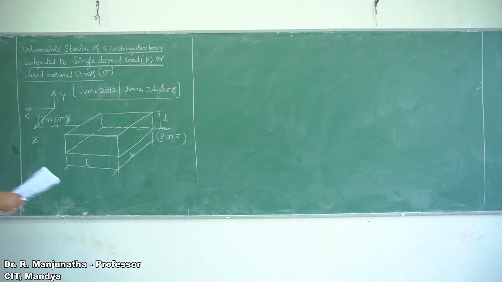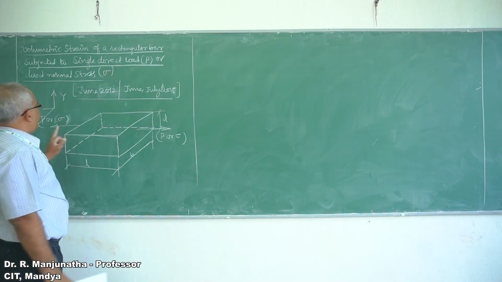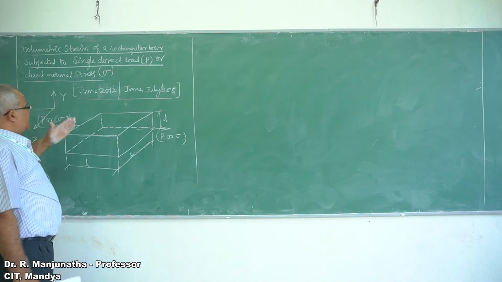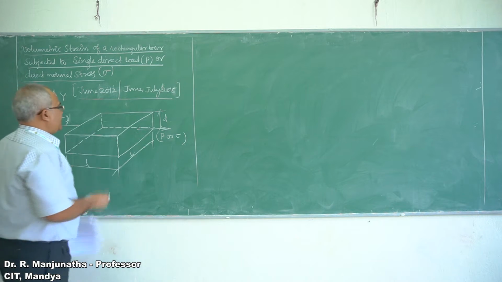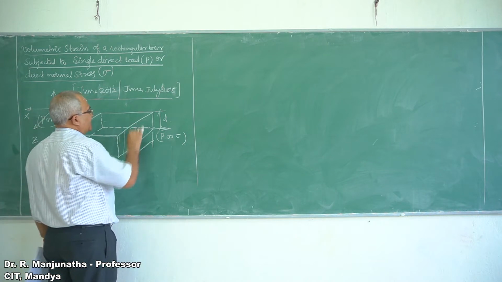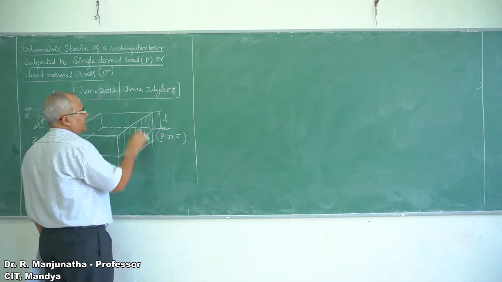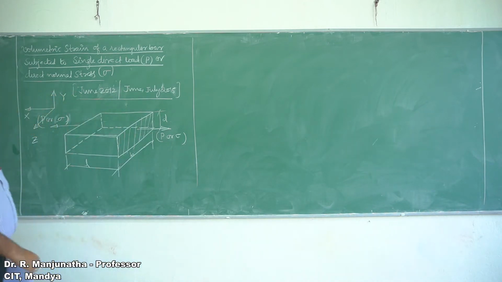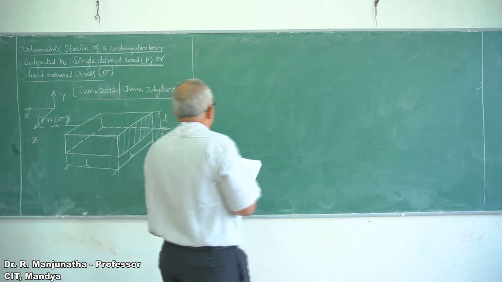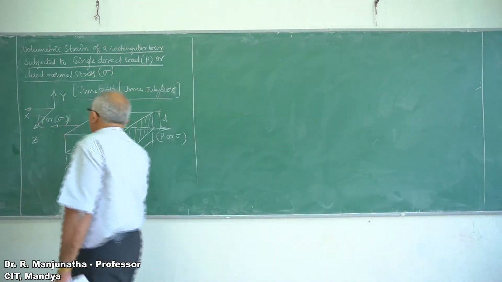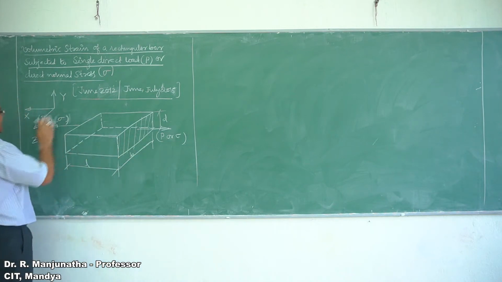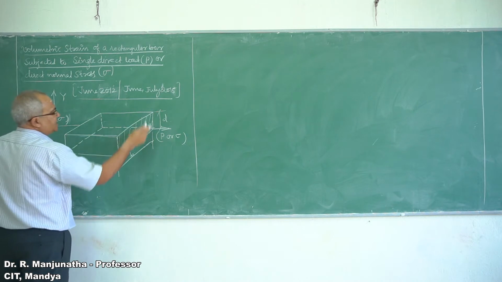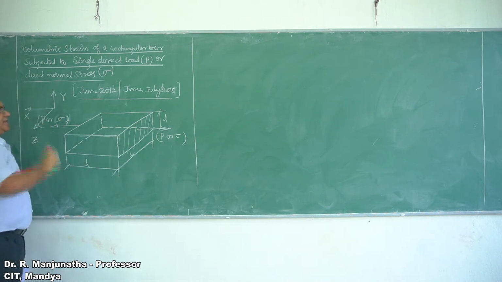Subjected to a single direction load, or single direct load P, or direct normal stress. It is called normal stress because it is acting normal to the surface, that is, 90 degrees perpendicular to the surface. So when you apply this, here the length is in the x direction, the breadth is in the z direction, and d, that is the thickness, is in the y direction.